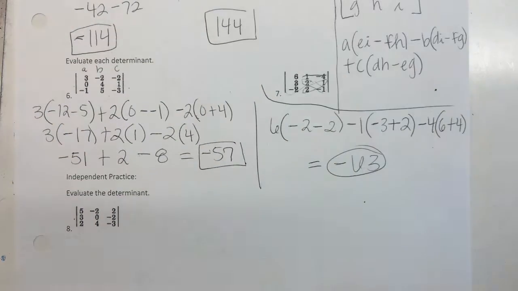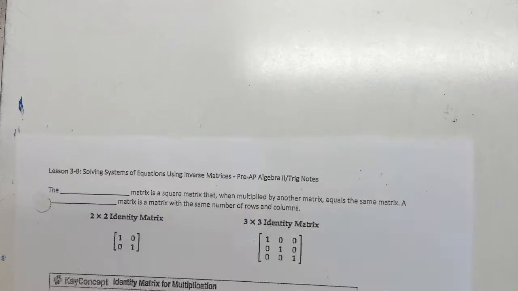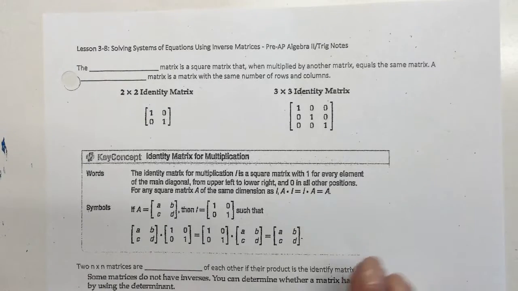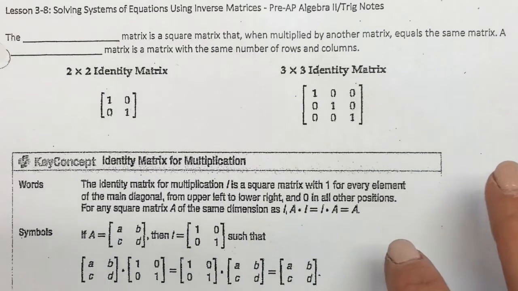Alright. So that was 3.7. Everybody feels good about determinants, right? Cool. Now go to 3.8. These definitions might be on your test on Thursday. May or may not be on your test.